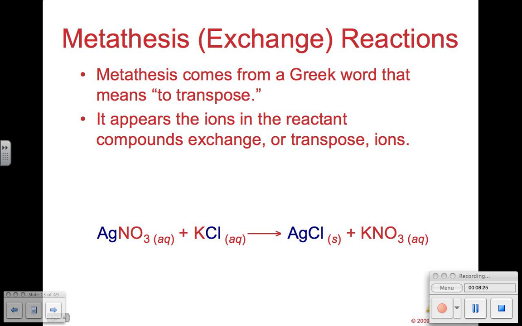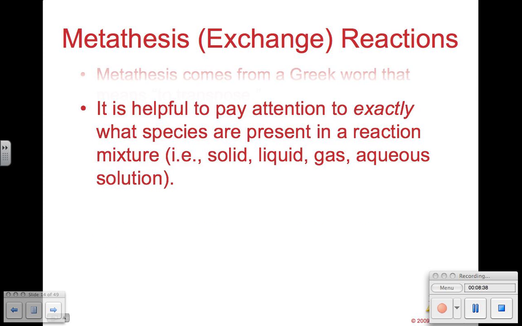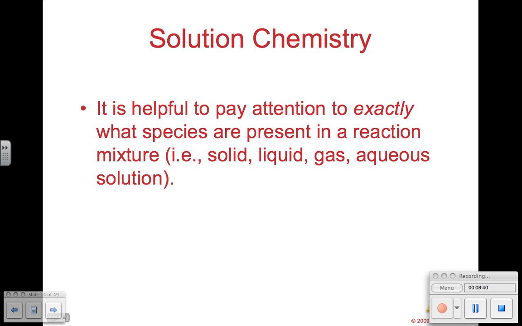Very fancy. But if you look at it this way, you've got two different solutions. They come together and you're going to get a solid form. That's your precipitate, the silver chloride, and then you have this potassium nitrate that's just floating around. They're just ions; they aren't together. Keep that in mind because these are ionic compounds coming together.